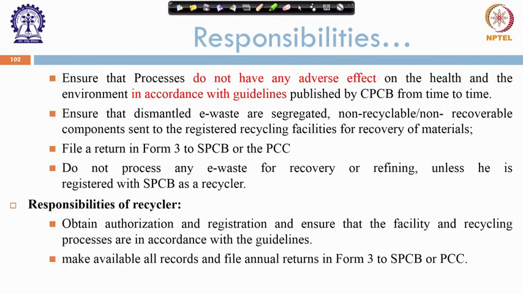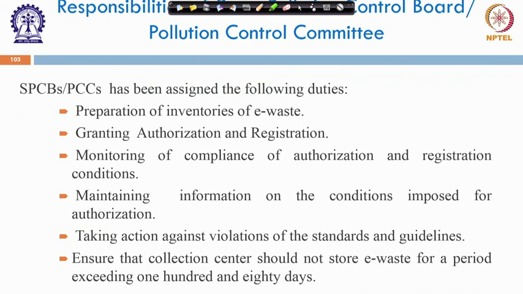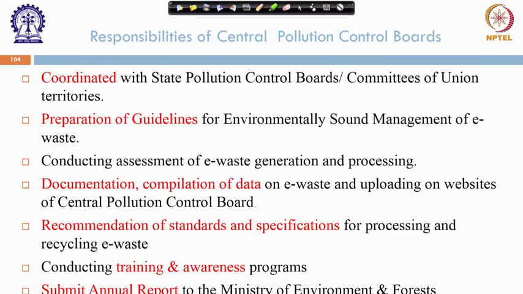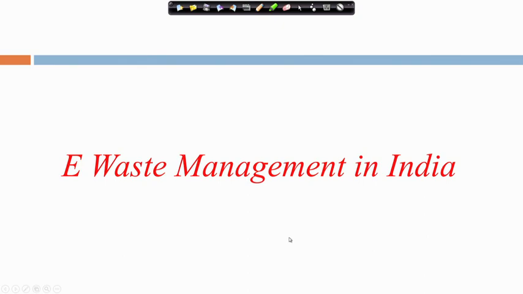Then we have the responsibility of the recyclers. The SPCB's and CPCB's responsibilities have been given, where they have to collect all the information and make sure things are in compliance. Then the Central Pollution Control Board, similar to the SPCB, has to coordinate the preparation of guidelines, documentation, recommendations, training and awareness programs, and submit an annual report. Those are some of the examples.